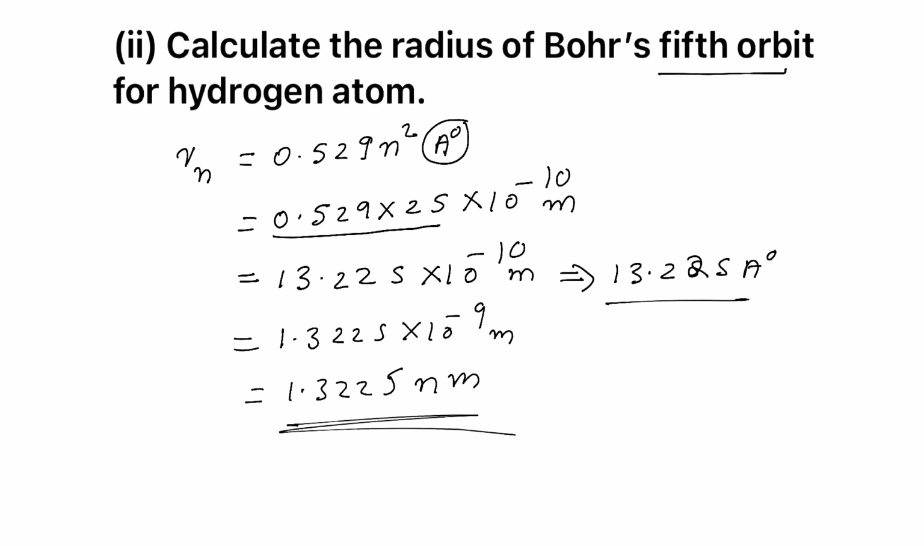So you can either say 13.225 Armstrong or you can say 1.3225 nanometer. Both are correct.